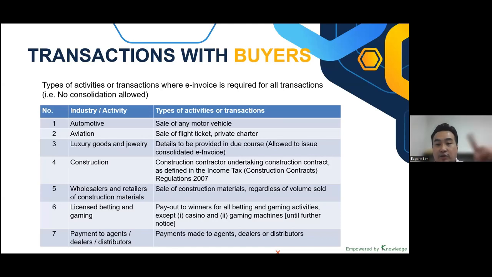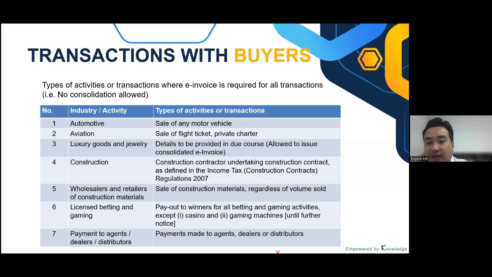Third is luxury goods and jewelry. This one is a bit lenient; they are allowed to do consolidation, per recent updates. Fourth is on construction. Fifth is on wholesale, wholesale of construction material. Sixth is gambling and betting. These 6 items actually don't involve you.